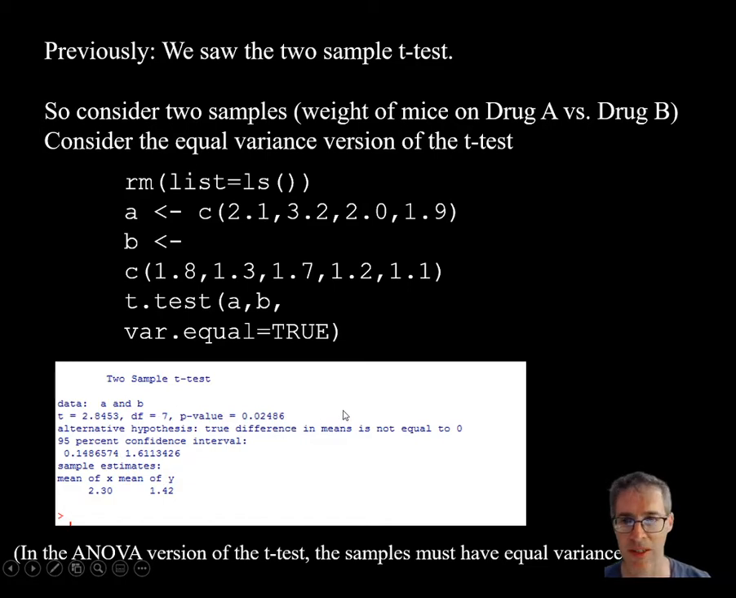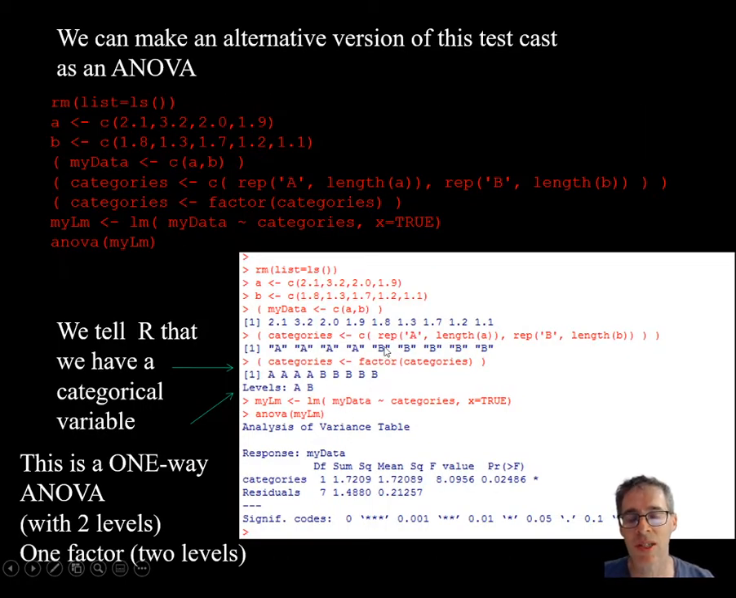So the simple t-test, as in a few lectures ago, takes a data set and produces some p-value, in this case 0.02486. To do this using the ANOVA framework instead of the simple t-test framework, we make one change. Instead of having our data in two vectors, we combine them into one vector, and then we make another category vector. So the first 4 data points are category A, and the last 5 are category B.